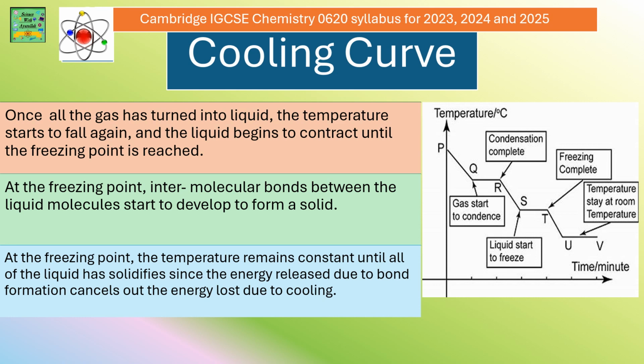Here, once all the gas has turned into liquid, the temperature starts to fall again, and the liquid begins to contract until the freezing point is reached. At the freezing point, intermolecular bonds between the liquid molecules start to develop to form a solid. At the freezing point, the temperature remains constant until all of the liquid has solidified, since the energy released due to bond formation cancels out the energy lost due to cooling.